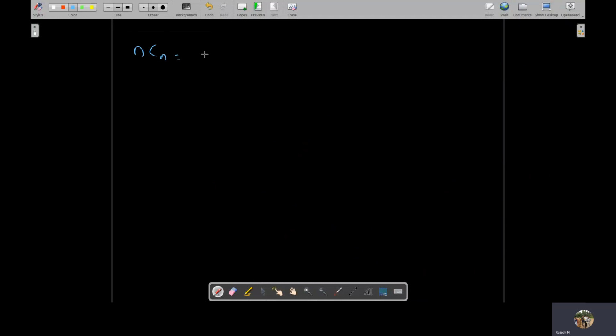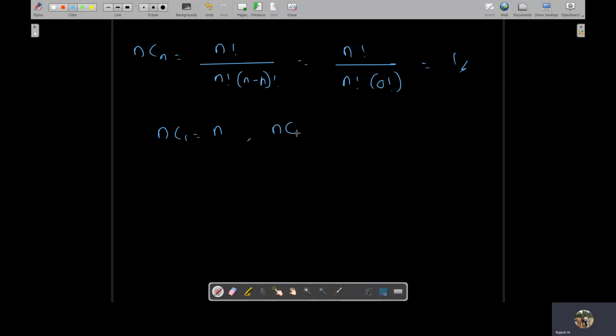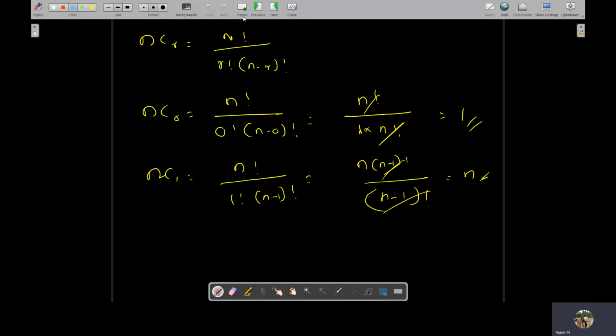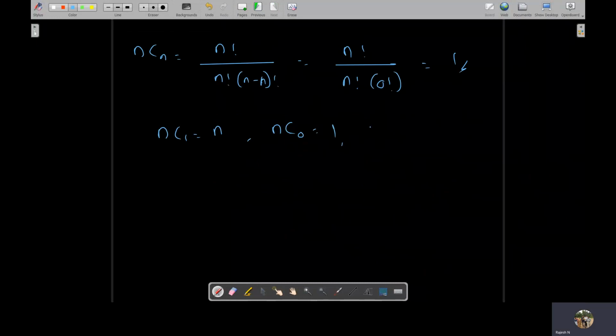Next, what is nCn? nCn is equal to n factorial by n factorial into (n minus n) factorial. So n factorial by n factorial into 0 factorial. 0 factorial is 1. So the answer is 1. So always remember nC1 is n and nC0 is 1. nCn is also 1. So these are the important notes.